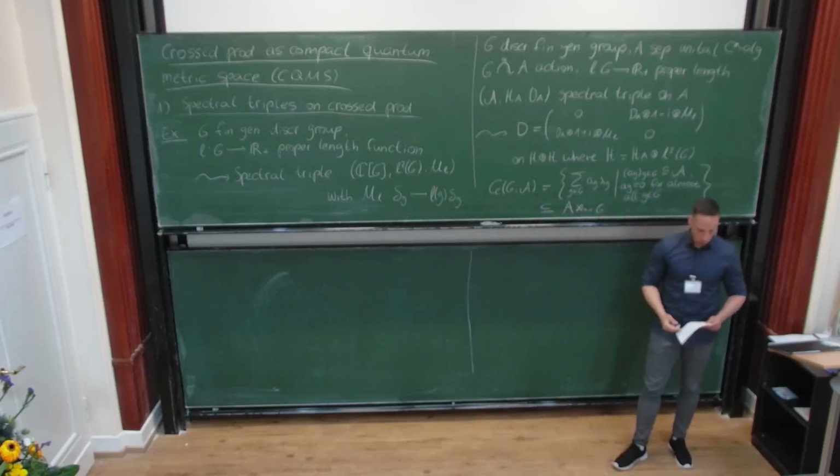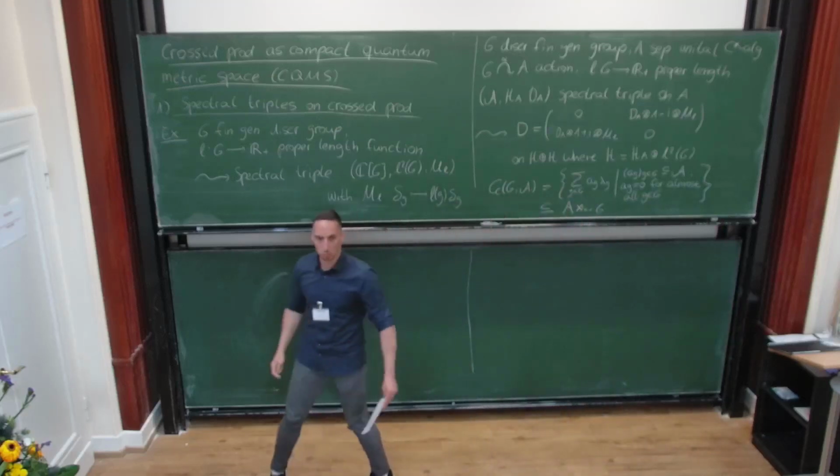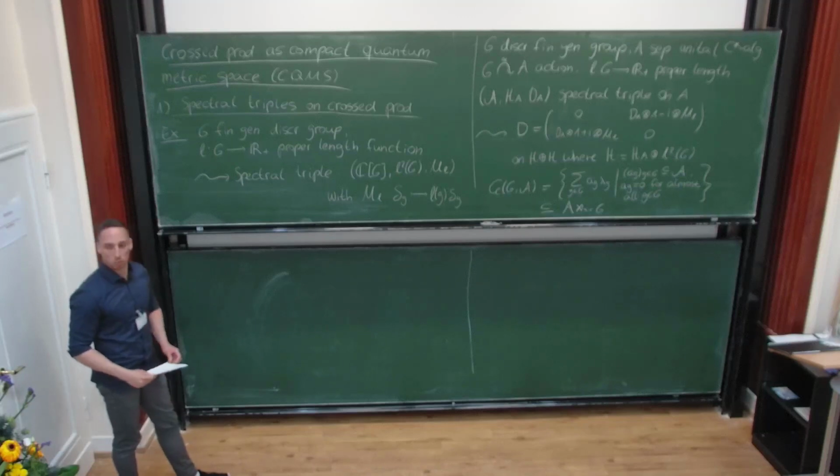Okay, so now the natural question to ask is: does this construction give us an even spectral triple on the cross product star algebra?